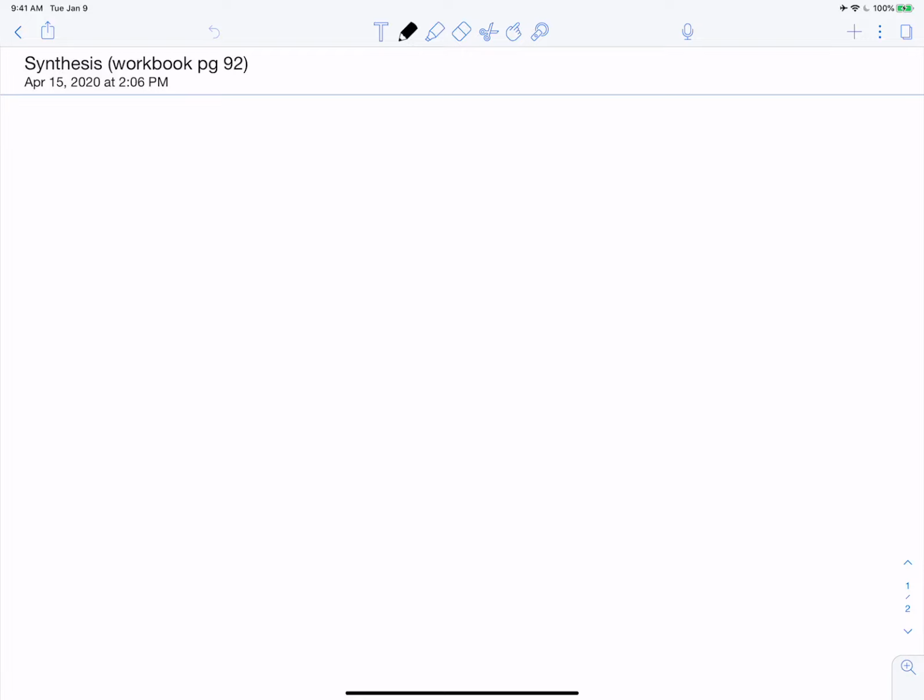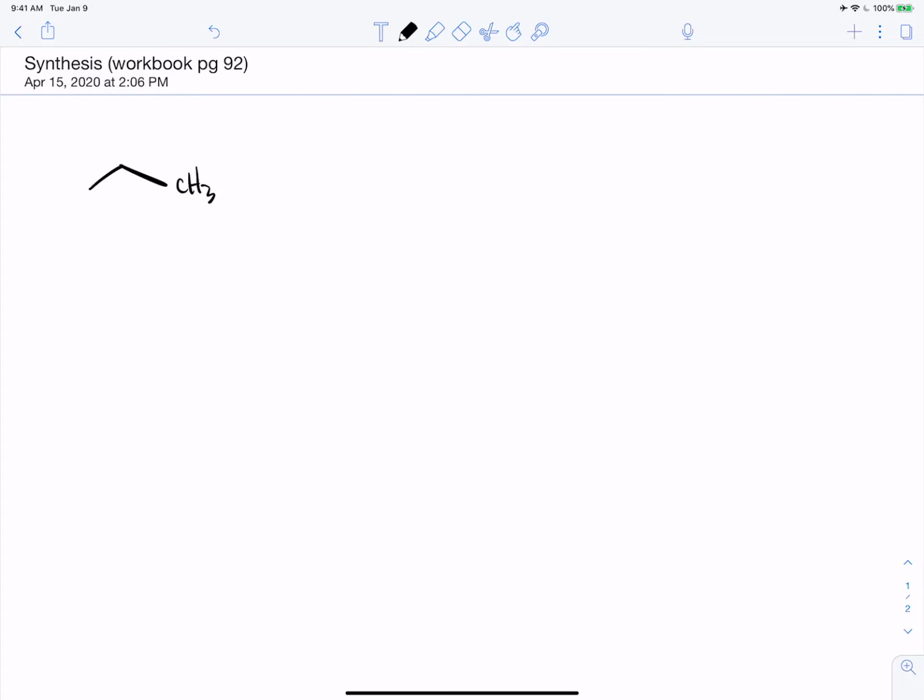Okay, let's look at some synthesis problems from the workbook. So this is on page 92. Let's see how many of these I can work on. These look kind of long, so I don't know if I'll be able to get through that many of them. Let's see, they look like they probably all use the same strategy.